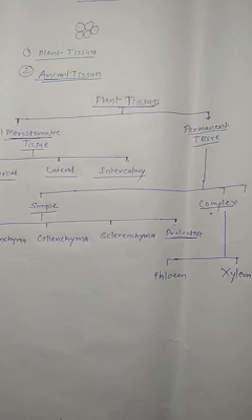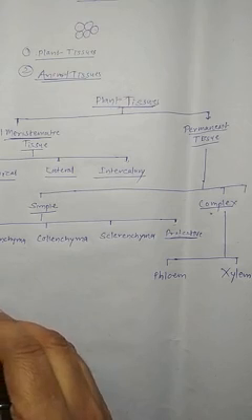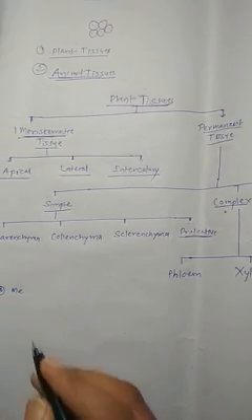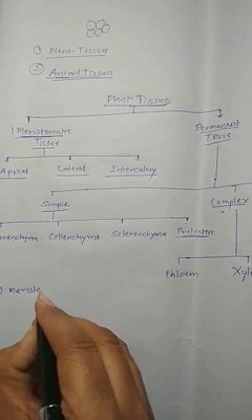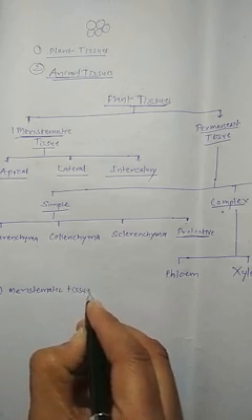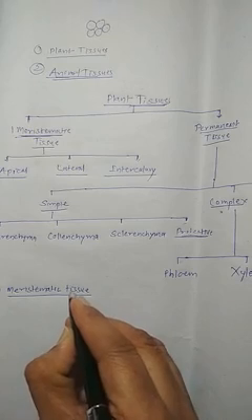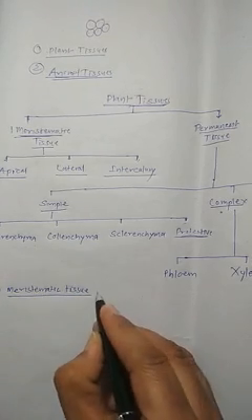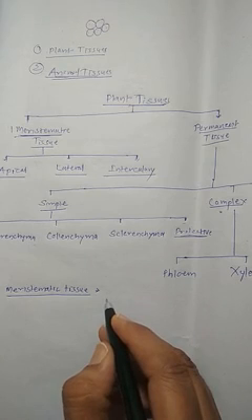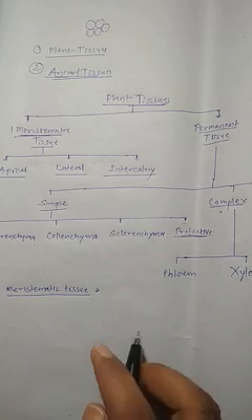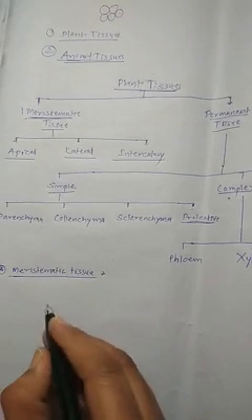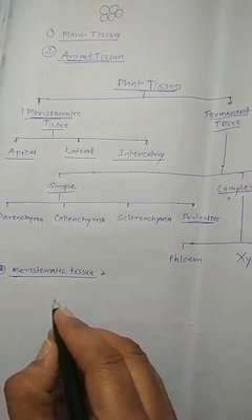Now we start from the first. Number one, meristematic tissue. What about meristematic tissue? I have told you these are the zones of growth. It means continuous cell division is present here. And what are the types? I will draw.